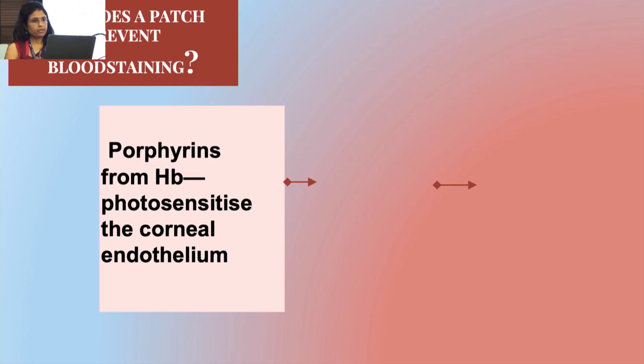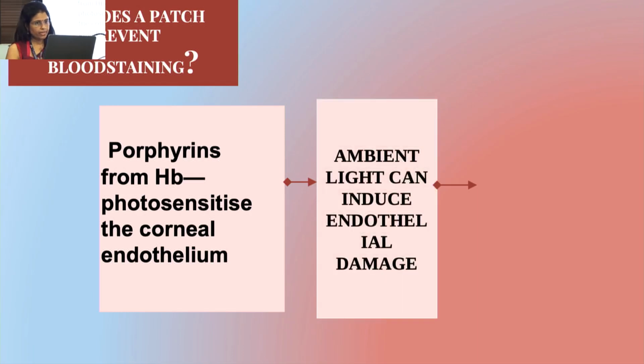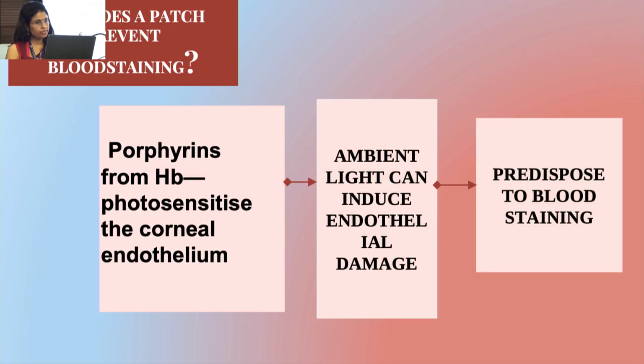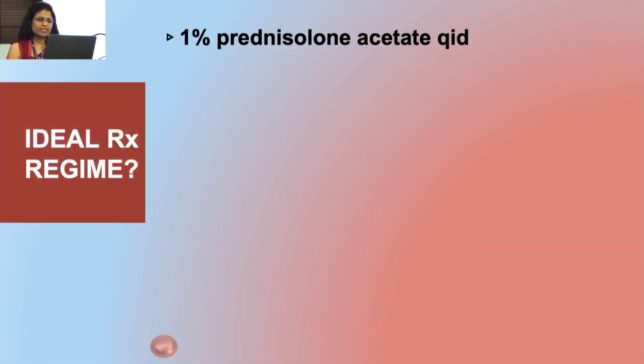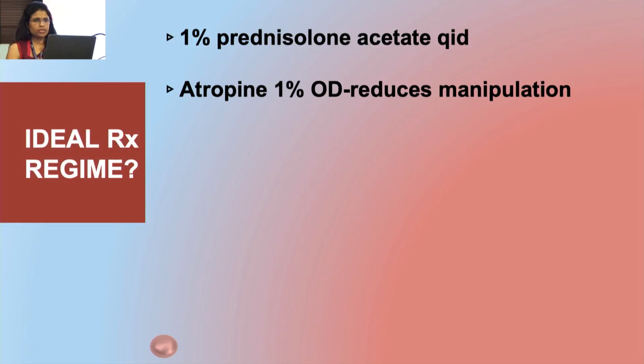In a long-standing hyphema, hemoglobin becomes porphyrin. Porphyrin photosensitizes the corneal endothelium. So when light falls on it, it can produce endothelial damage, and that can predispose to blood staining. So this is what you are preventing with a patch, theoretically, in long-standing hyphema. And what is the ideal treatment regimen? This is the usual treatment regimen. I think we all use this only.